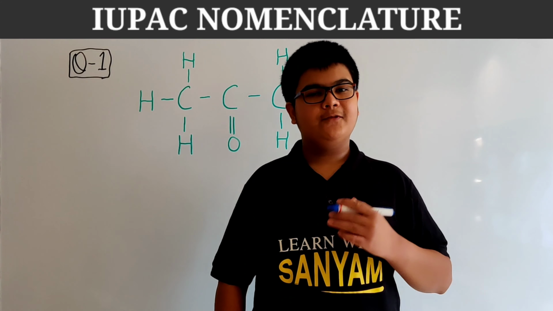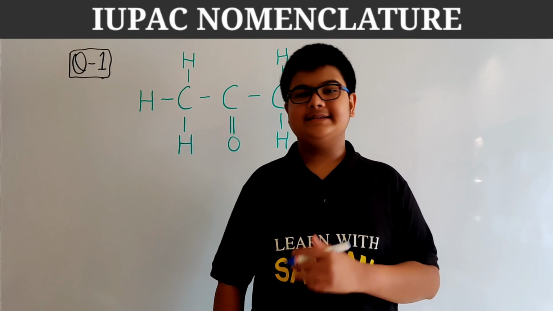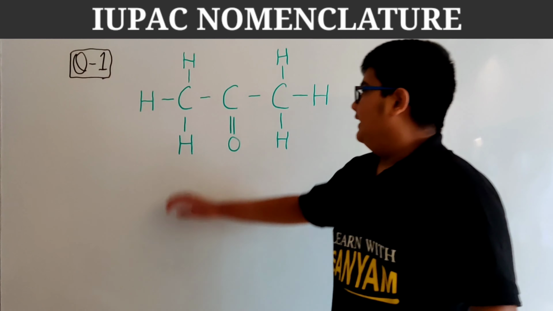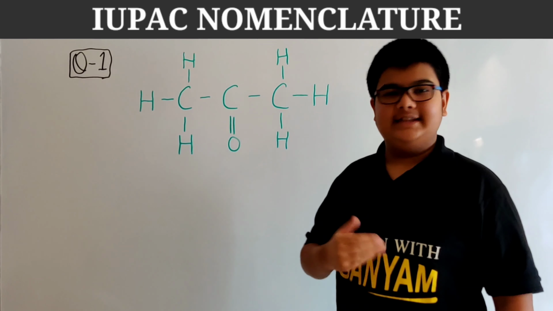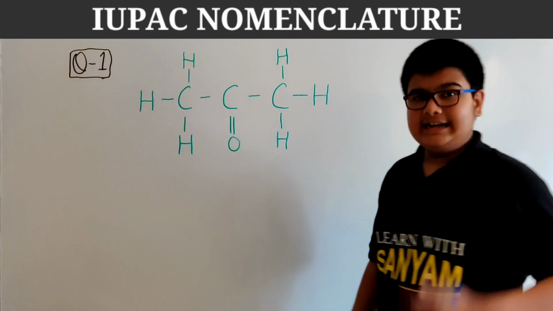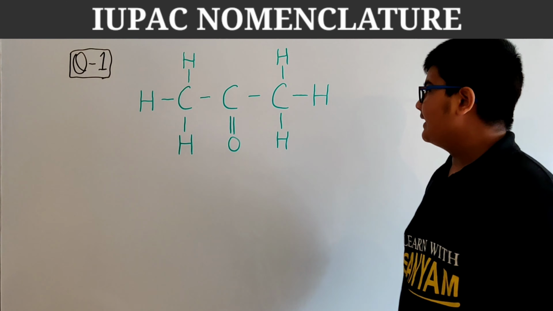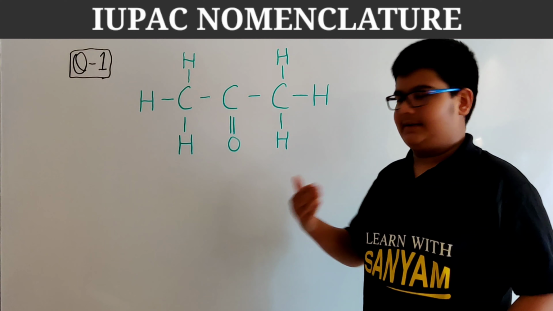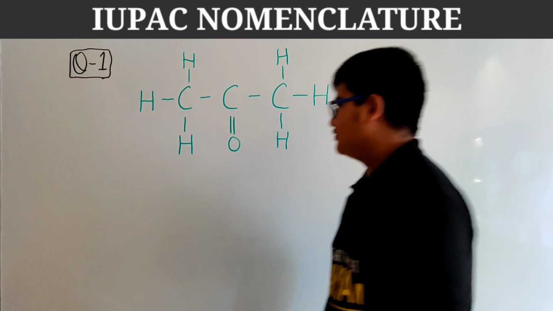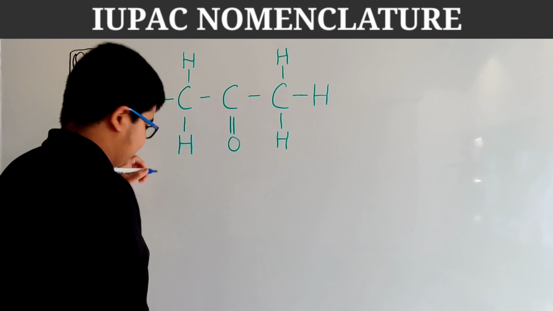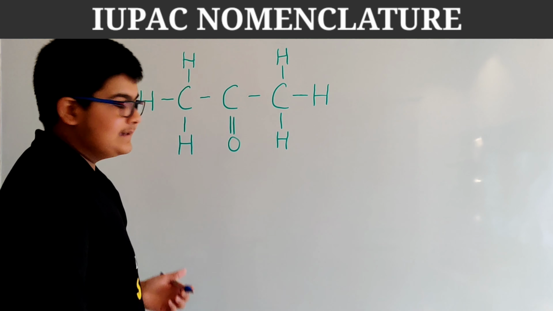So let's solve a few questions based on IUPAC nomenclature. In the first question, we are given this compound and we have to tell its name. So let's start with step 1. Step 1 is to identify the number of carbon atoms. Here you can see that there are 3 carbon atoms. Therefore, the name for 3 carbon atoms is prop.